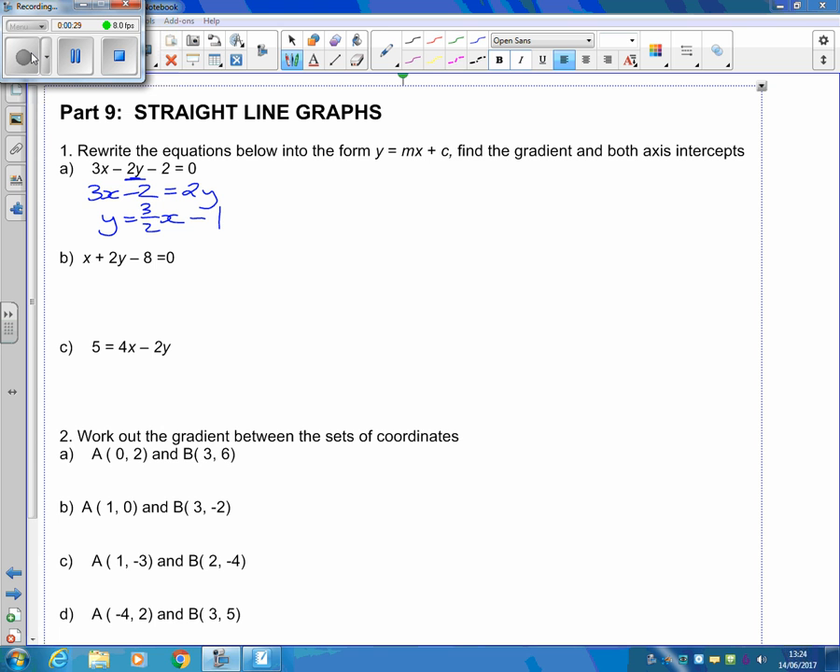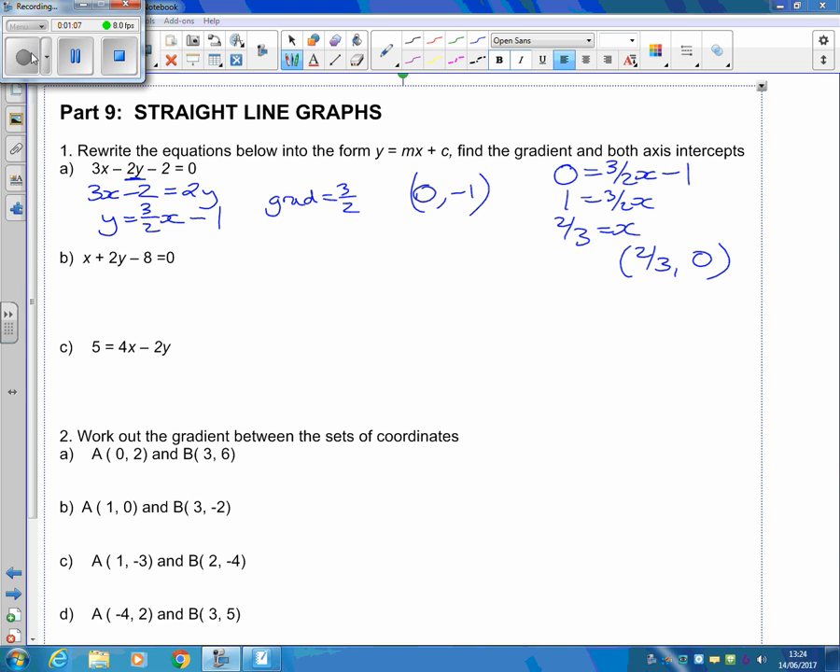Now, I can spot from that then that the gradient here is going to be the number of x's, which is 3 over 2. I can spot that the y-intercept is going to be at 0, minus 1. It's just the number on the end there. And something you might not have done at GCSE is I want to know where it crosses the x-axis as well. And the x-axis is when y is equal to 0. So at y is equal to 0, let's add 1, times by 2 and divide by 3. So it's going to cross at 2/3, 0.